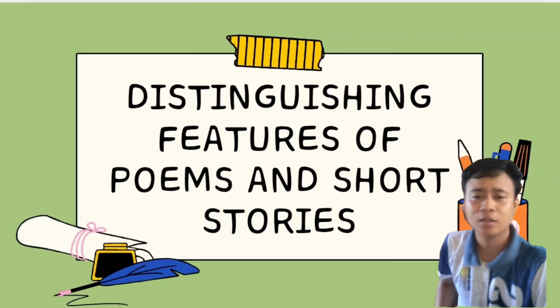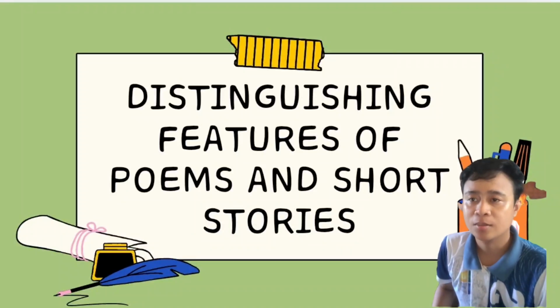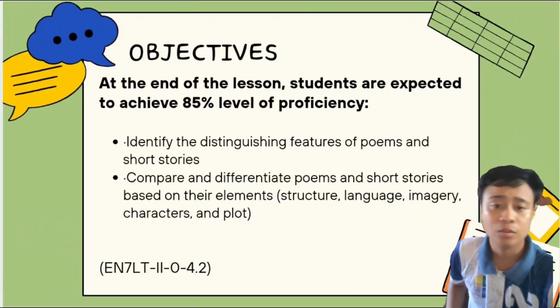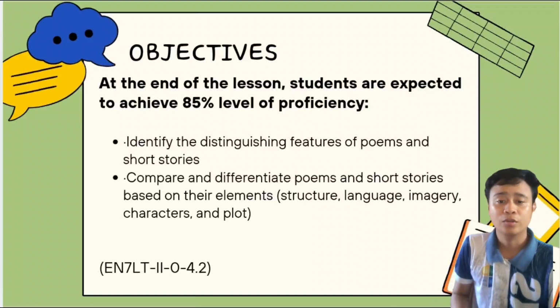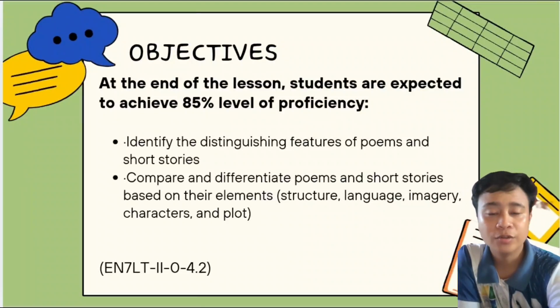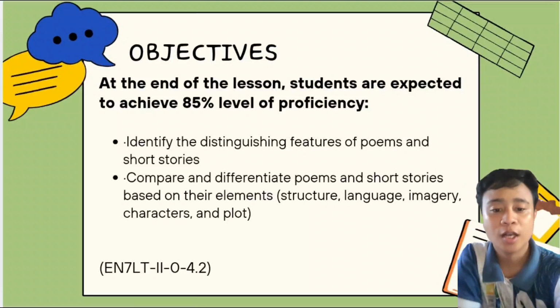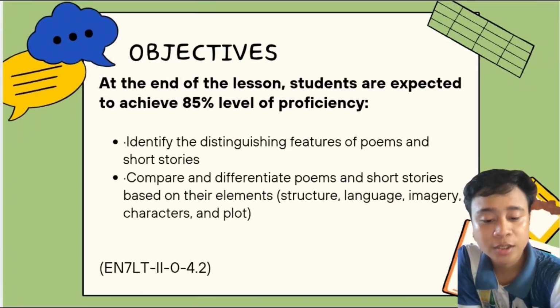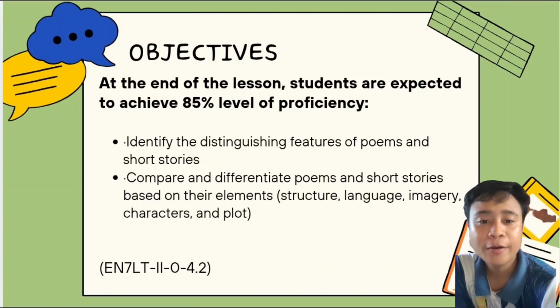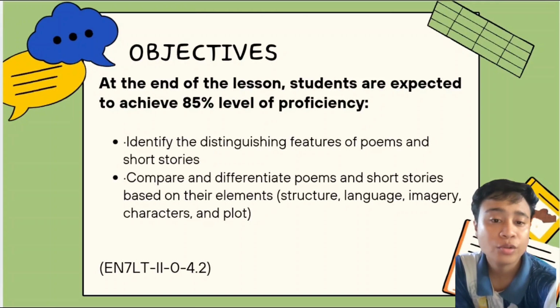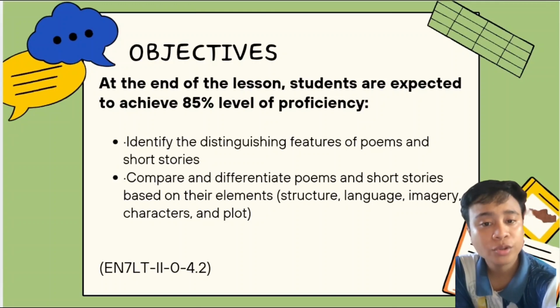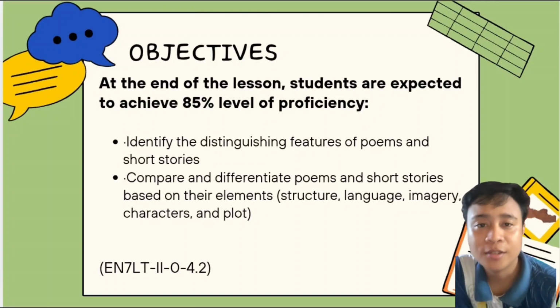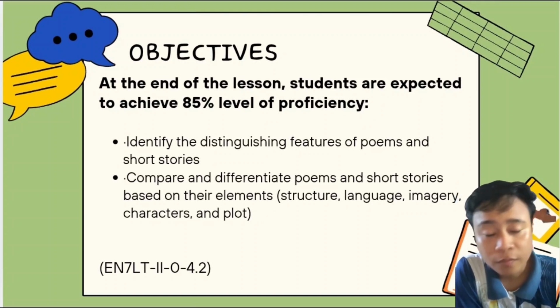Now that we have known the topic, let's first read these objectives that I will show to you. We only have two objectives. At the end of the lesson, you're expected to first identify the distinguishing features of poems and short stories. Second, compare and differentiate poems and short stories based on their elements such as structures, language, imagery, characters, and plot. Yes, those are the main objectives of our lesson for today.